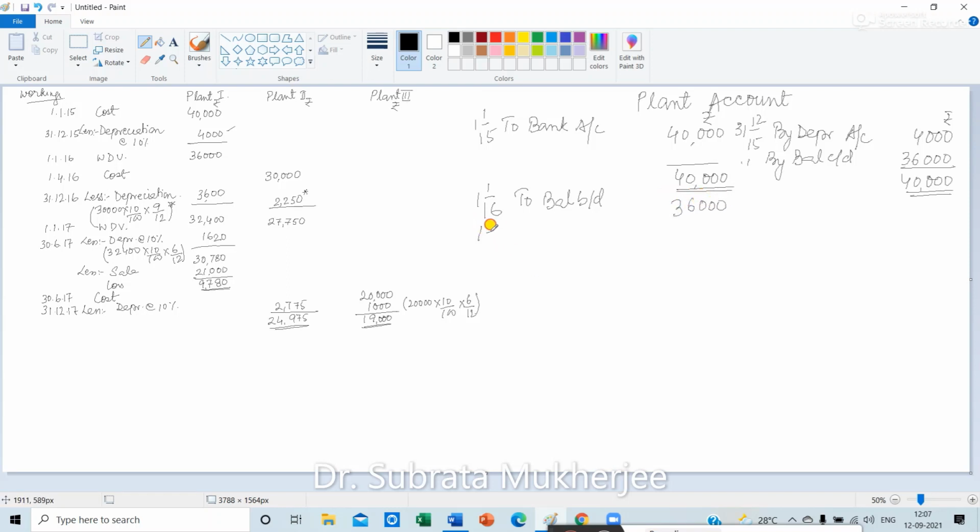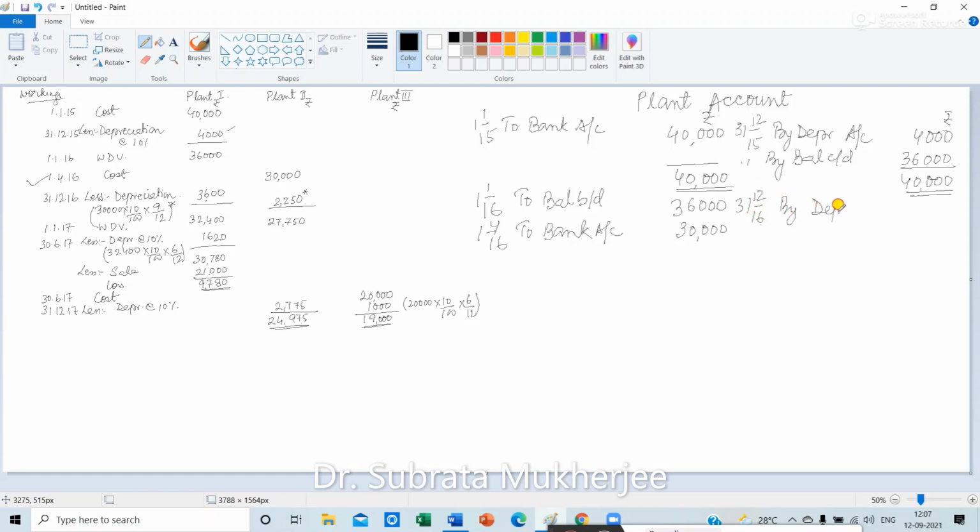So on 1st April 2016, another plant was purchased. So plant account debit to bank account. So the cost of plant 2 is rupees 30,000. You can say on 1st January 2016, cost was 30,000. So I have written here plant account debit to bank on 1st April 2016 as 30,000. Now on 31st December, depreciation was charged.